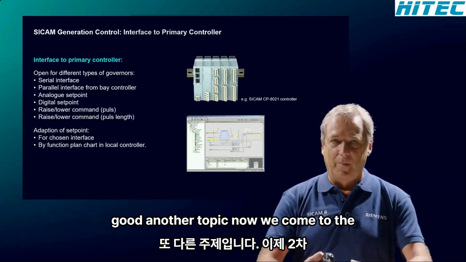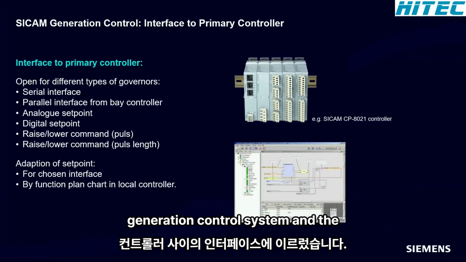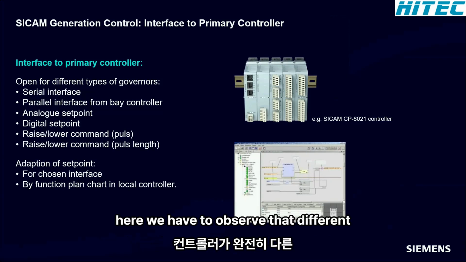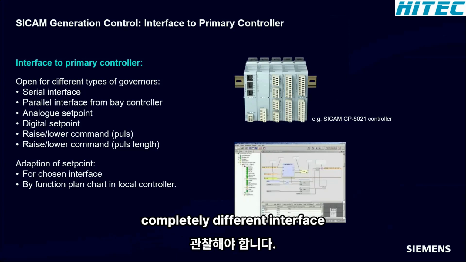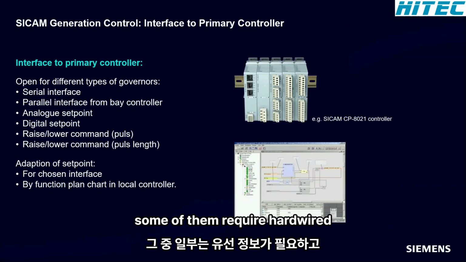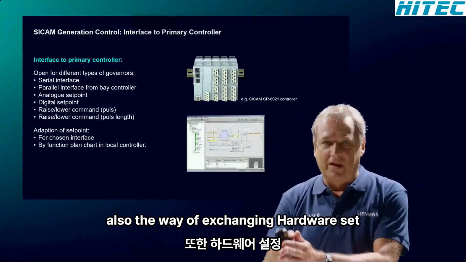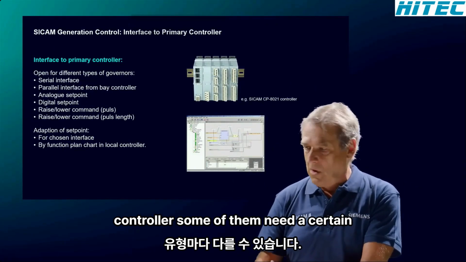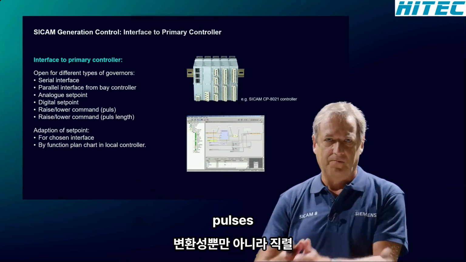Good. Another topic. Now we come to the interface between the secondary generation control system and the primary controllers. Here, we have to observe that different types of primary controllers have completely different interface characteristics. Some of them require hardwired information. Others require serial communication. Also, the way of exchanging hardwired set points can be different for each type of controller. Some of them need a certain number of pulses, others need a duration of pulses.